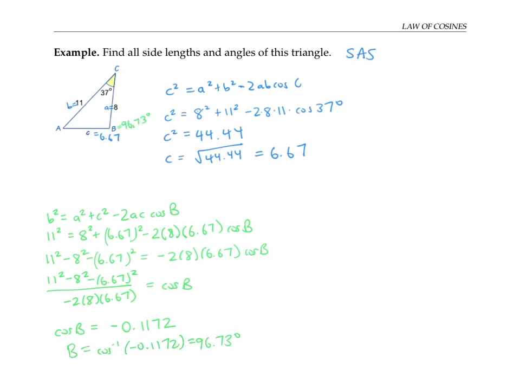The last thing I need to do is solve for angle A. I could use the law of cosines again and work out angle A just like I worked out angle B here. But a simpler thing to do is to use the fact that the sum of the three angles equals 180 degrees. In other words, A plus 37 degrees plus 96.73 degrees equals 180 degrees. So A is going to be 180 minus 37 minus 96.73, which works out to 46.27 degrees.